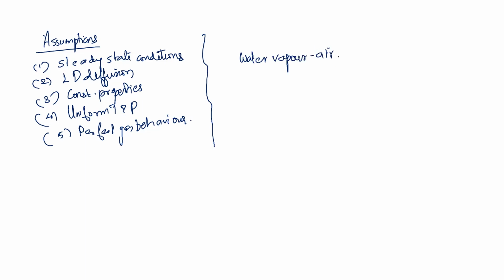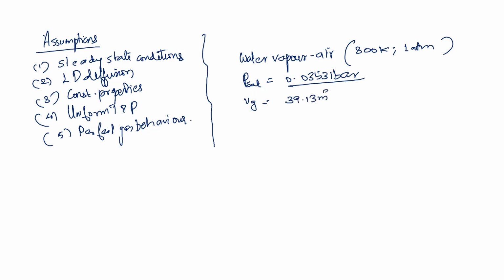So water vapor air at 300 Kelvin and 1 atmosphere, and saturation pressure is equal to 0.03531 bars. And specific volume is equal to 39.13 meter cube per kilogram. So from steam tables, you determine these properties.